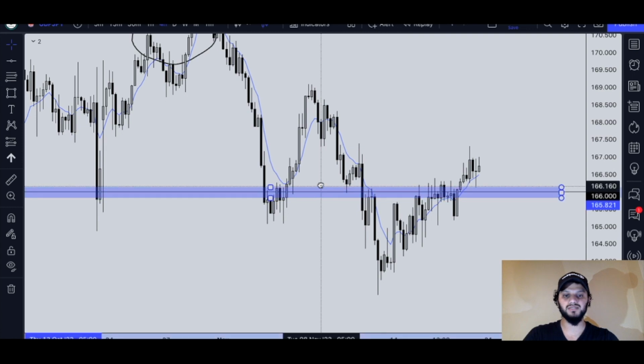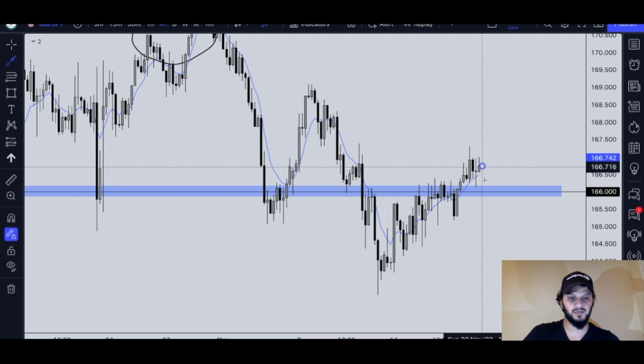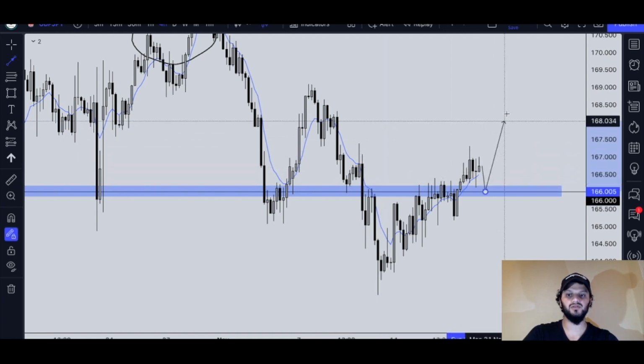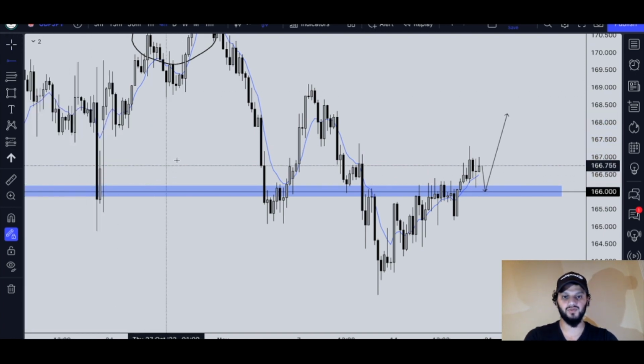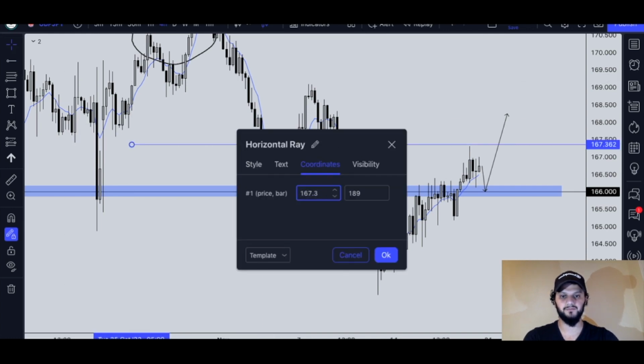Well, what I would want is for price to just come back up into this region, come back down to 166 right here, retest it, and then from here we can look for that bullish reaction that we are expecting. And our target is going to be set right over here for the week, right at this region. 167.300 is going to be our target right there.